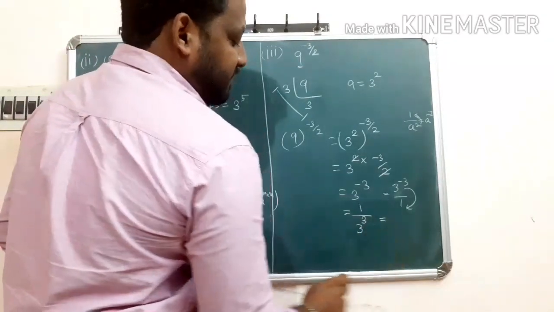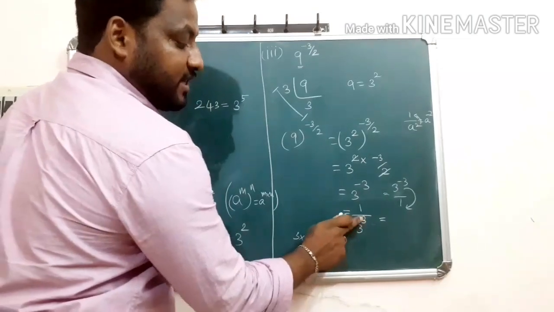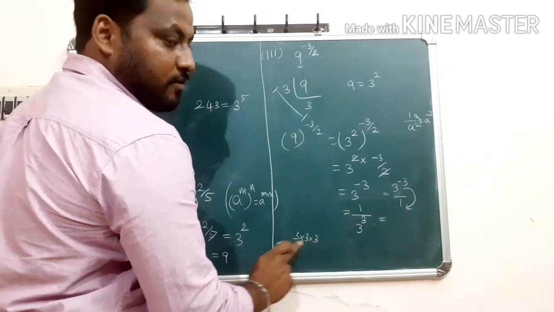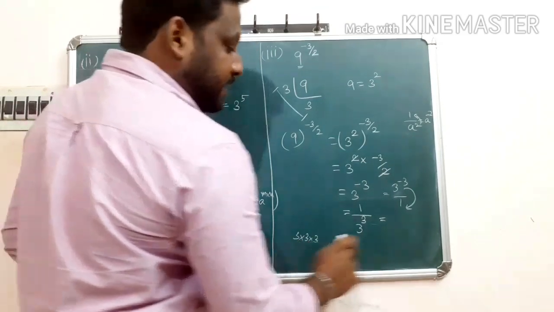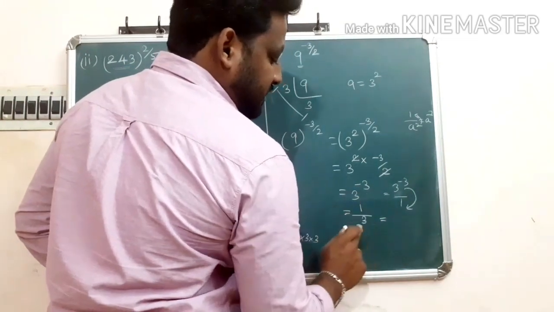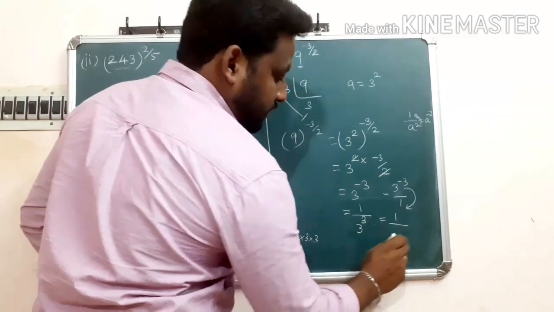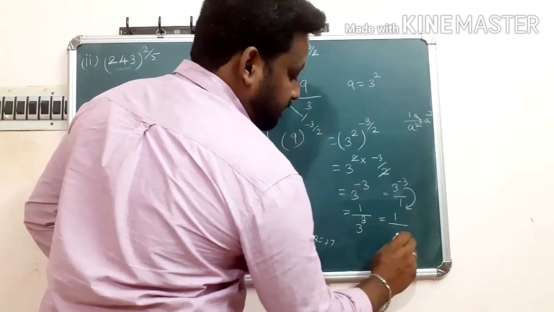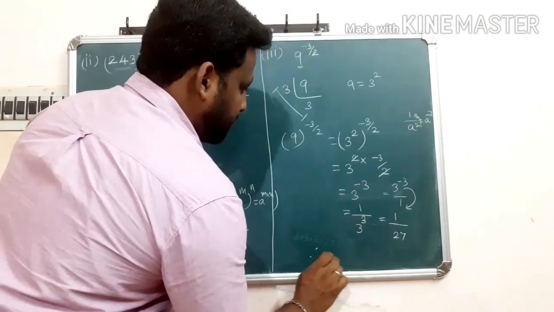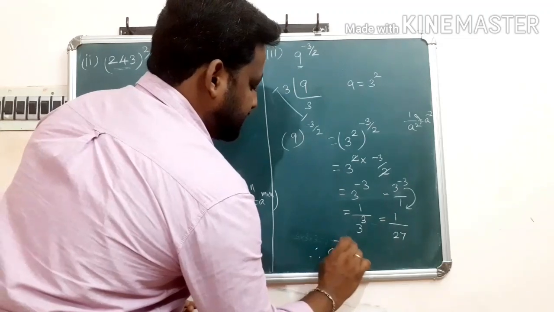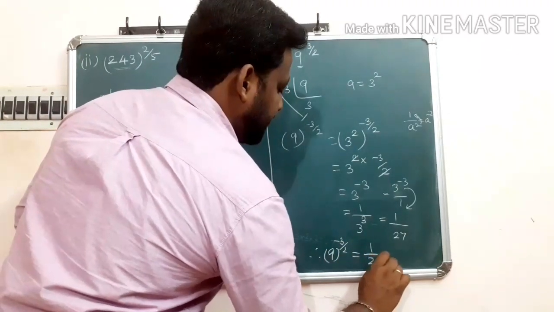3 power 3 means 3 into 3 into 3. 3 3s are 9, 9 3s are 27. So 3 power minus 3 value, that is 1 by 3 power 3, the value is 1 by 27. Therefore 9 power minus 3 by 2 value is equal to 1 by 27.